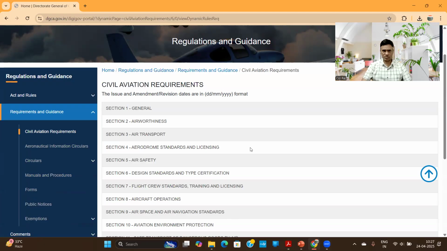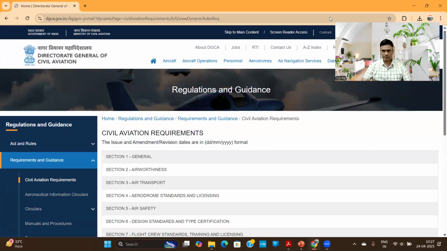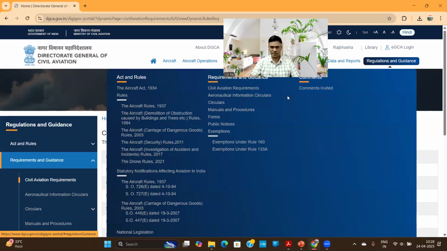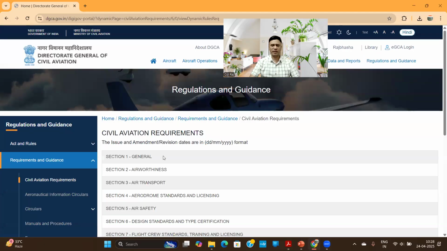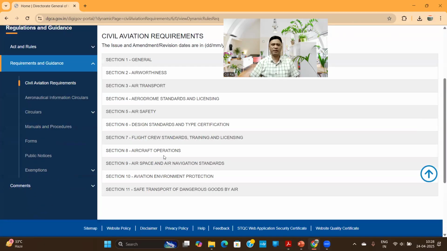Now, when you go to the regulations and guidance section, you will be able to access the civil aviation requirements, all the aeronautical information circulars, etc. So when we click civil aviation requirements, we get this list. Remember, it is laid out in 11 sections: general, airworthiness, air transport, aerodrome standards, licensing, air safety, design standards, type certification, flight crew standards, training and licensing, aircraft operations, airspace, air navigation standards, aviation environment protection, and safe transport of dangerous goods.